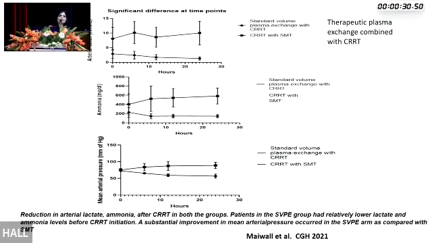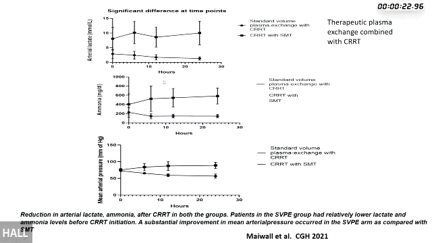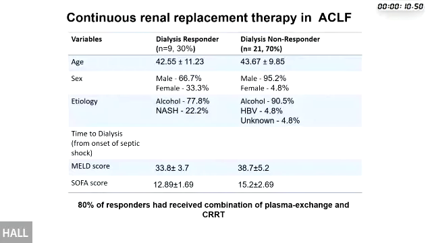Combination is the last part of my talk. We showed data in acute liver failure. If you use CRRT alone, the outcomes with respect to clearance of lactate, ammonia, and improvement in mean arterial pressure are much lower, but if you combine it with plasma exchange, the outcomes are much better. This is the trial which we are currently conducting, and we have already enrolled 40 patients. In acute-on-chronic liver failure, as I showed you, cholemic organ dysfunction responds better. Start these therapies early, at lower MELD scores, and a combination of plasma exchange and CRRT is better than using either therapy alone.